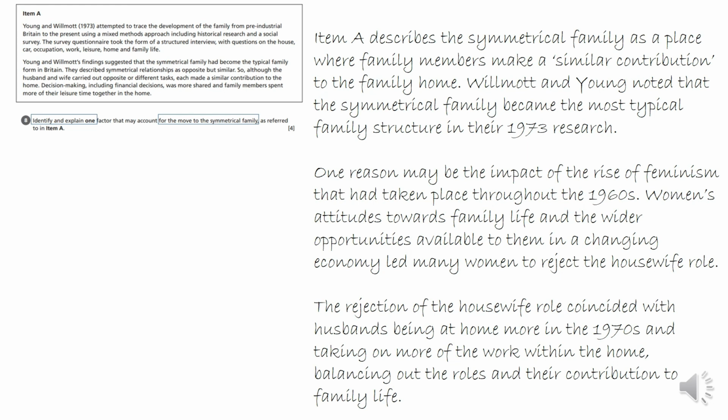I'm continuing in this next paragraph to add a little bit more depth by saying this rejection of the housewife role was the husband in the home in the 1970s taking on more of the work within their home, balancing out the roles and their contribution to family life. So I'm tying it back into the question that's actually asked, talking about why we saw this move, or why Wilmot and Young saw this move towards the symmetrical family becoming the most typical type of family structure.